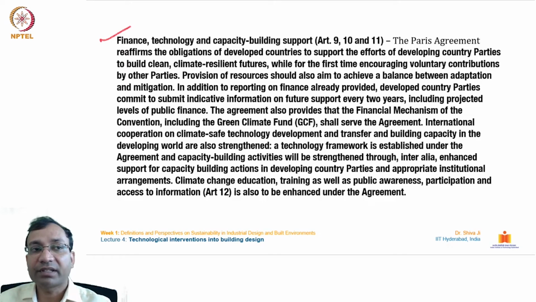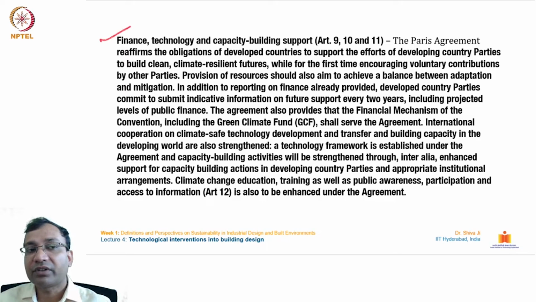International cooperation on climate safe technology development and transfer and building capacity in the developing world are also strengthened. A technology framework is established under the agreement, and capacity building activities will be strengthened through, inter alia, enhanced support for capacity building actions in developing country parties and appropriate institutional arrangements.